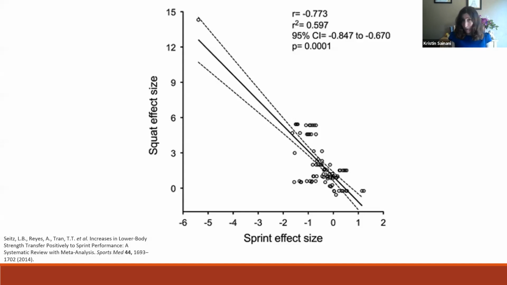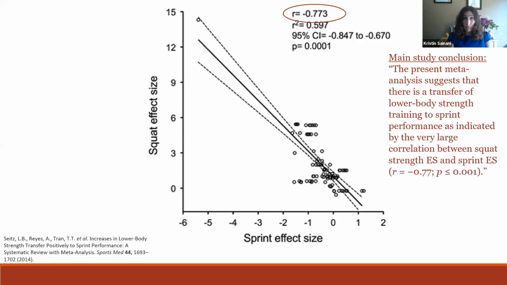What the meta-analysis was looking at is they wanted to see whether, if you improve your squatting ability, does that improve your sprinting times? And these were soccer players. So these were all studies in which soccer players underwent an intervention. And before and after the intervention, sprint times and squat power were measured. And they wanted to see if those two things were correlated.